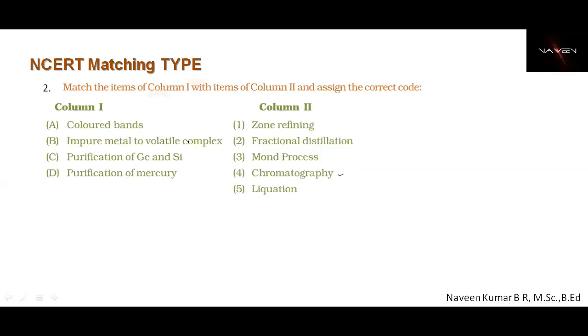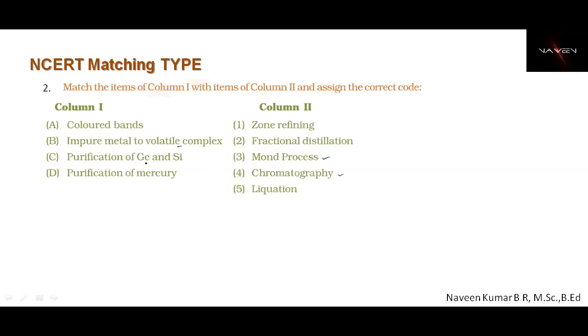Impure metal to volatile complex is a condition with respect to vapor phase refining. In vapor phase refining, we have the Mond process as an example. A metal should combine with a given compound to form a volatile complex easily, which upon heating to a higher temperature should decompose to give the metal back. So that condition is explained through the Mond process as vapor phase refining.